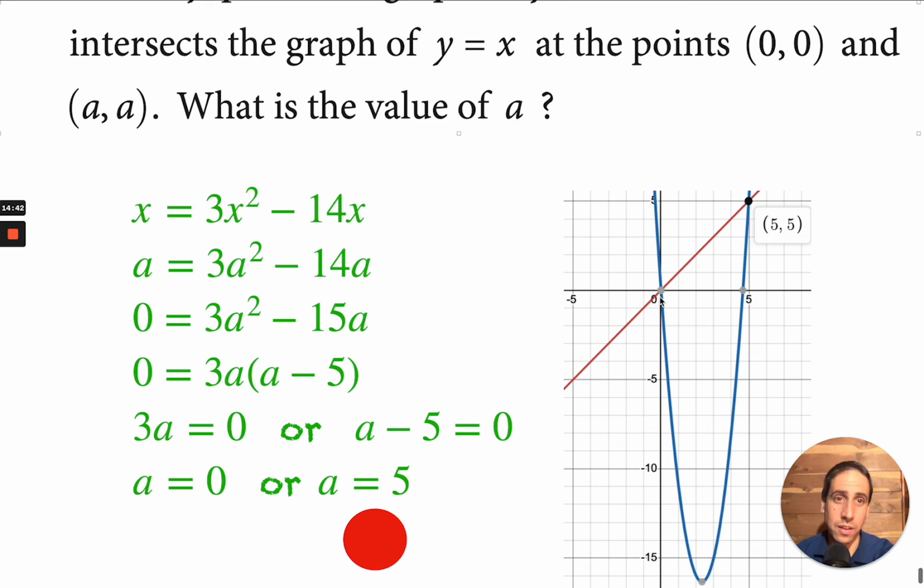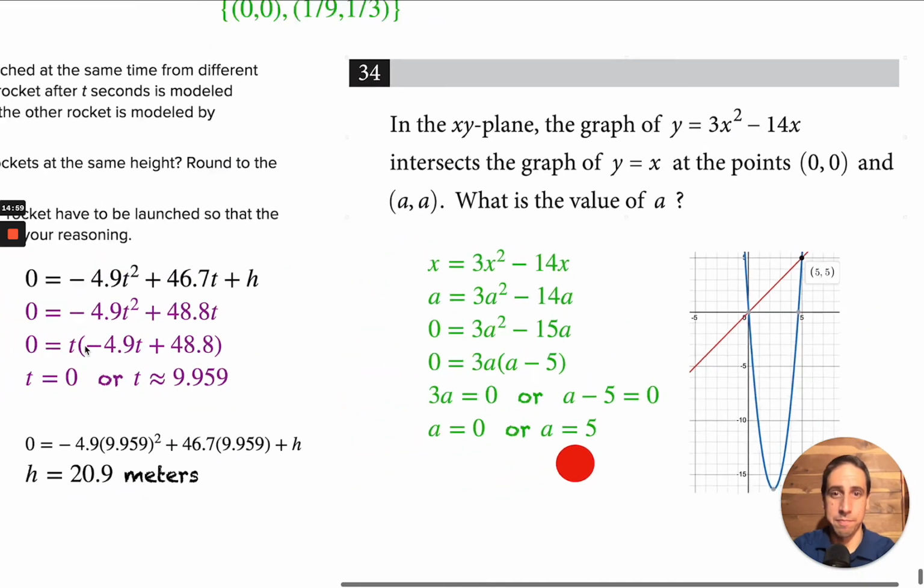And so you can see here, even on the graph, what is the value of a? The (0, 0) is where there's one intersection as listed, and then it also intersects here at (5, 5). So what is the value of a? Why don't you go ahead and answer that question on Edpuzzle, and if you're not sure, we can talk about it in class, but otherwise, that's it.